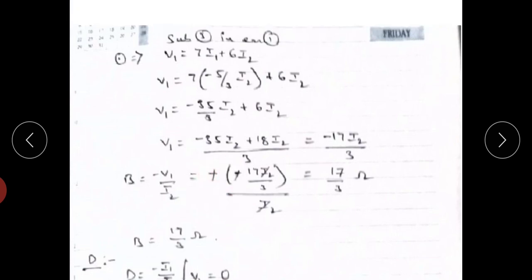So the B parameter formula, B equals minus V1 by I2. Okay, next, V1 equals minus 17 by 3 I2. So minus of minus 17 by 3 I2 divided by I2 equals 17 by 3 ohms. So B equals V1 by I2: V1 is voltage, I2 is current. Voltage by current is impedance. So impedance units are ohms. So B parameter units are ohms. So B equals 17 by 3 ohms.